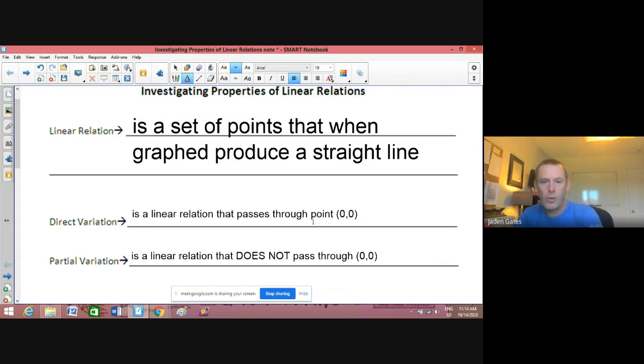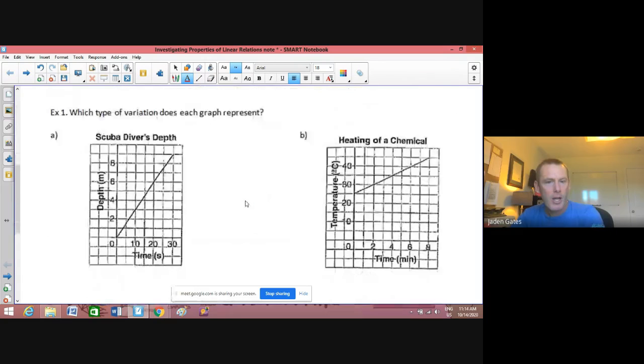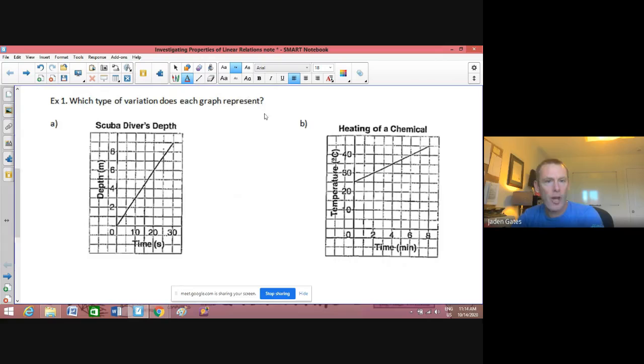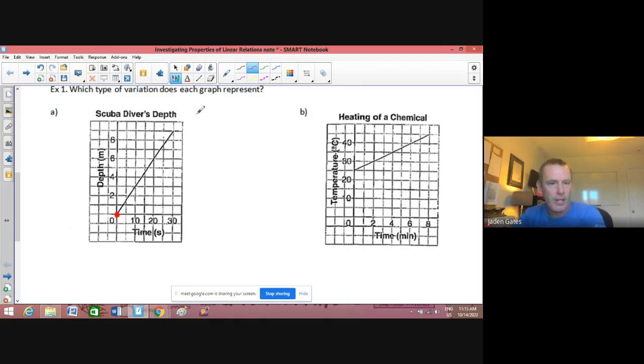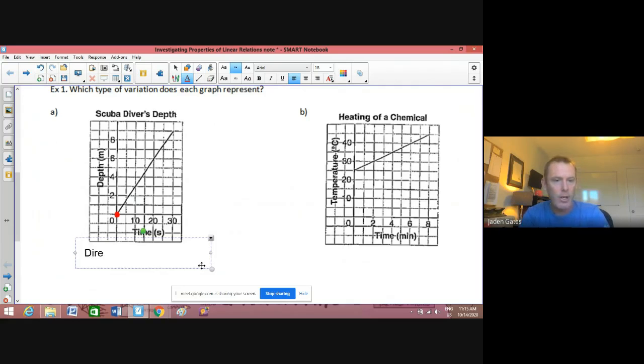All right, so if I look to example 1, which type of variation does each graph represent? Well, first of all, again, you got to know where your origin is. And so I look here, and the origin is at point 0, 0, which means the first 0, it doesn't go left or right at all. The second 0 means it doesn't go up or down at all. And so it's right at our starting spot here. And in this case, is our linear relation, which it is, see it's perfectly straight here, does it pass through point 0, 0? Yes, it does. So that makes this direct variation.